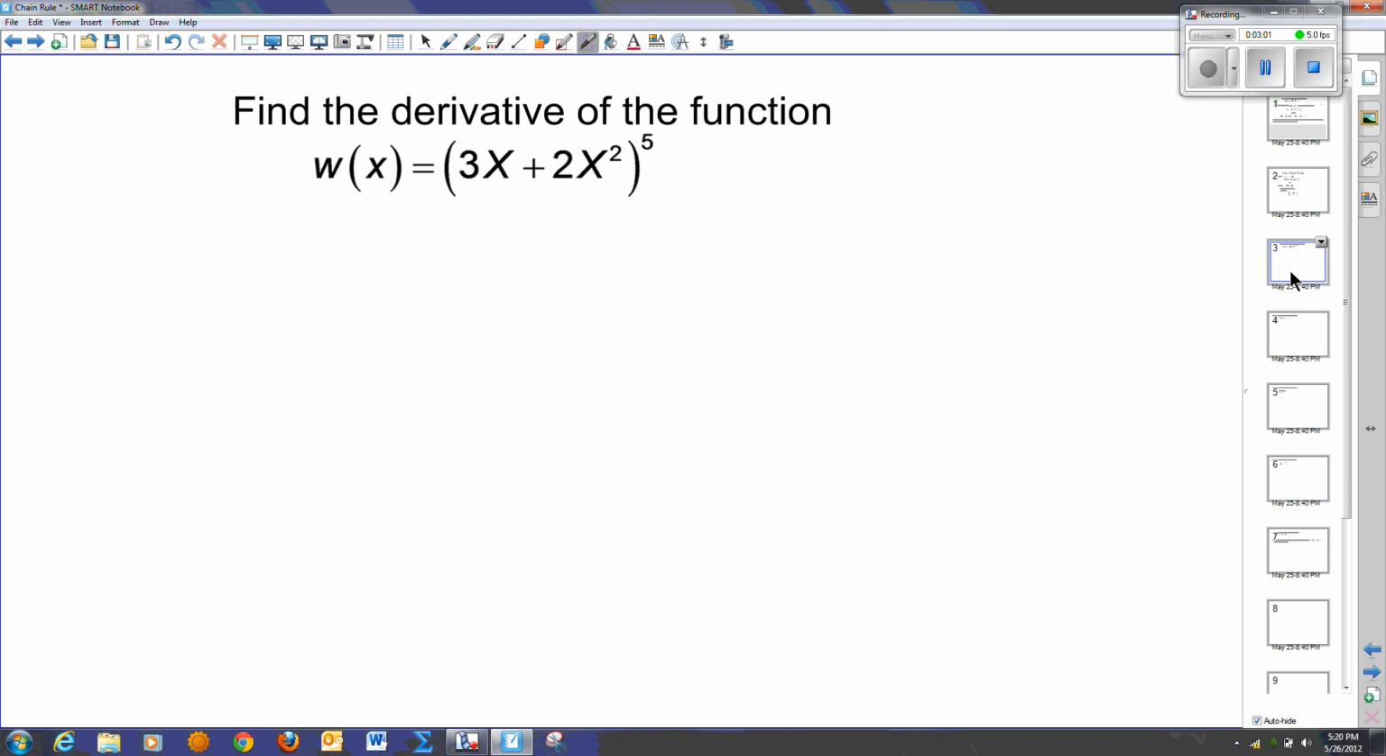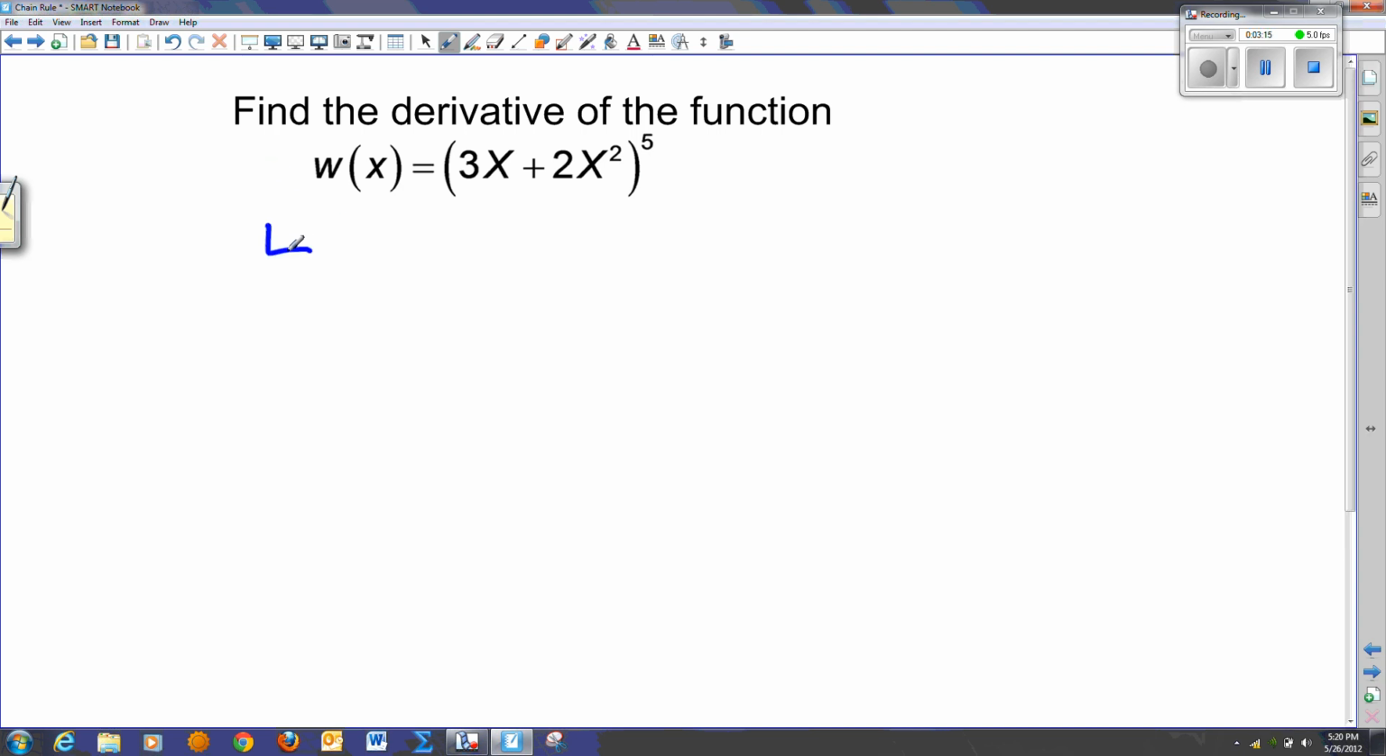We see we have that composition of functions that we talked about earlier. We have the inner function, and we have the outer function. So in this case, we're going to let y equal some u value to the fifth power, where u represents the innermost function, and u is going to equal 3x plus 2x squared.